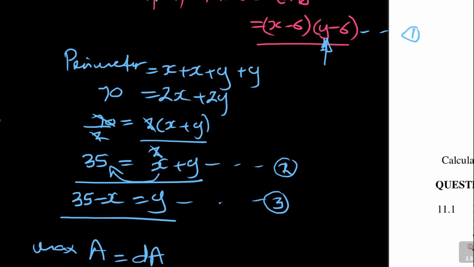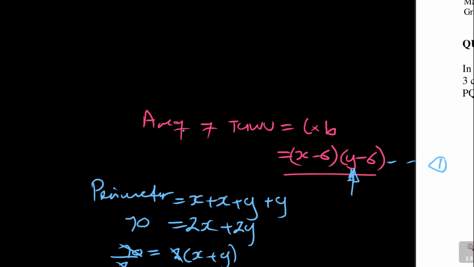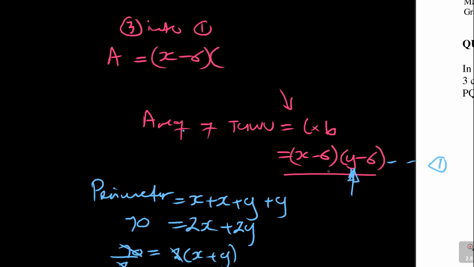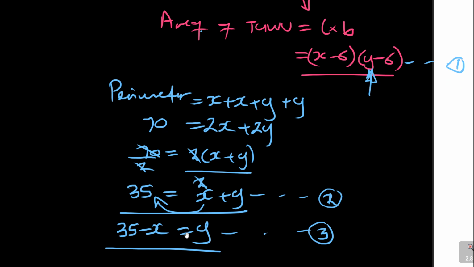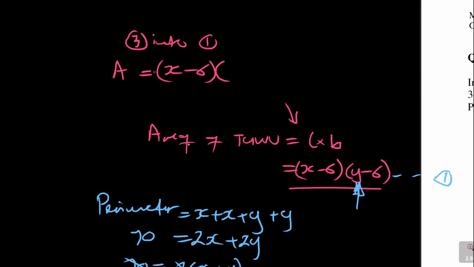Then I come back here, I'll work it on top. I will say from here now, it's equation 3 into equation 1. So what is it? Remember, area is equal to what? x minus 6. And then they say y minus 6, but I know what is my y. Now what is my y? My y is 35 minus x, you see. So my y here is 35 minus x, but it's minus 6. Don't forget the minus 6 there.